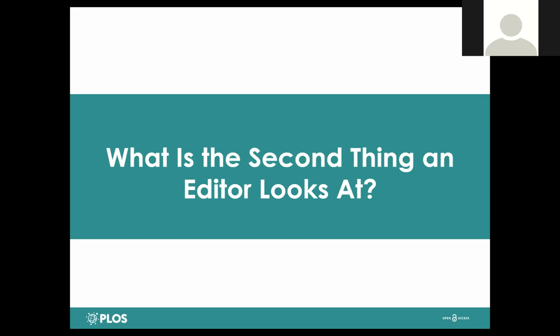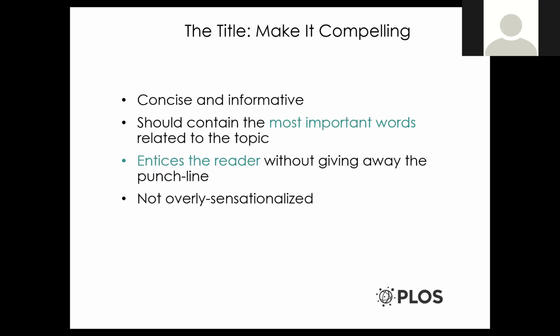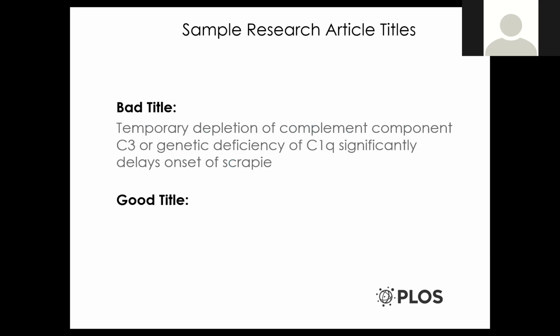So what's the second thing an editor looks at? The title. So you have to make the title compelling. It should be concise. It should be informative. It should include words related to the topic. It should entice the reader without giving away the punchline and not be oversensationalized. So here's an example of a bad title: temporary depletion of complement component C3 or genetic deficiency of C1q significantly delays onset of scrapie.